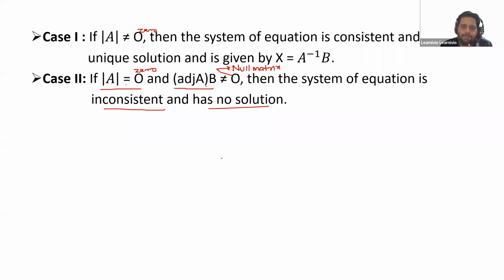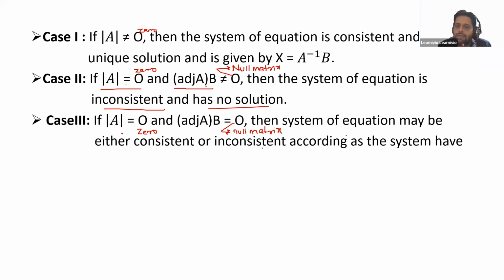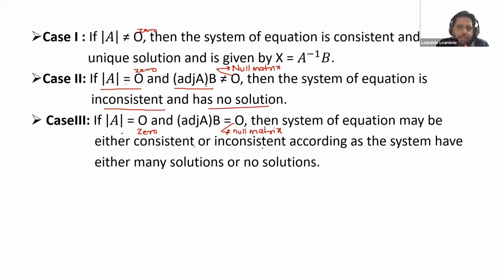Now we will check the third case. The third case is if you find the determinant, this is again 0. If this is 0, then you find adjoint of A into B. And if it is equal to the null matrix, the system of equations may be either consistent or inconsistent, according as the system has many solutions or no solution. So if you get determinant 0 and adjoint of A into B is equal to null matrix, then there are chances that the system has many solutions or no solution.